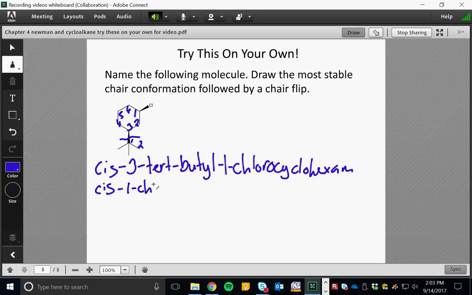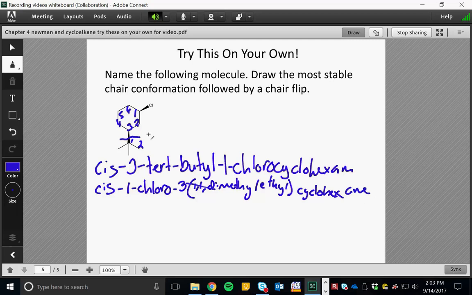Here we would have 1 chloro, and then when you're doing the branch chain as IUPAC, you give me the primary location, followed by a dash and a parentheses. So we would have 1,1-dimethyl, ethyl, and then our cyclohexane. So we need to be familiar with both versions of nomenclature for the exam.